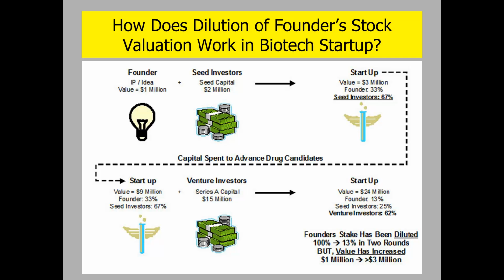But the value has increased from $1 million to $3 million. So ideally, even though you're being diluted out, the overall value of the company goes up, and so your percentage of the company is still worth more money than your original idea.